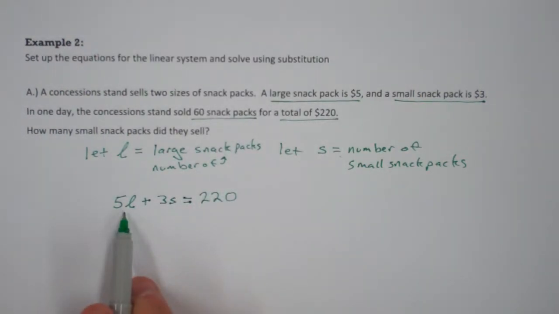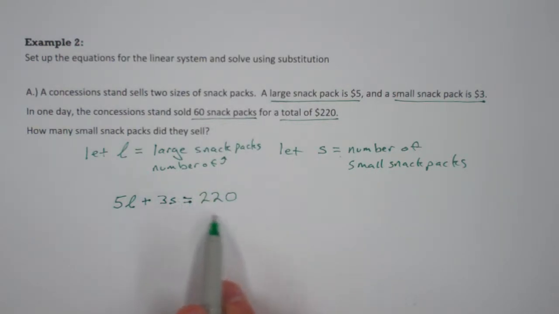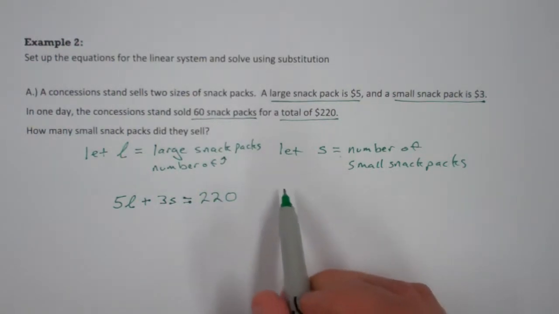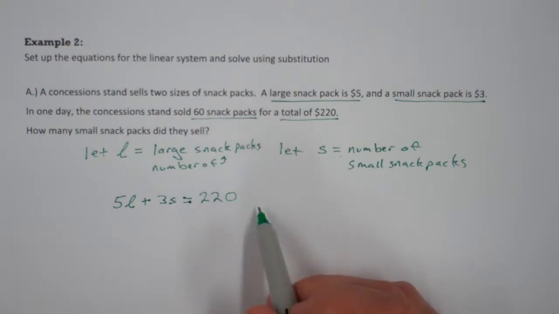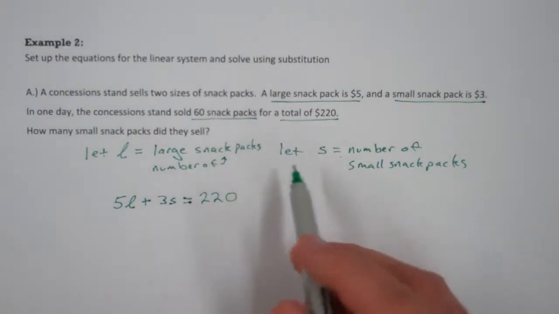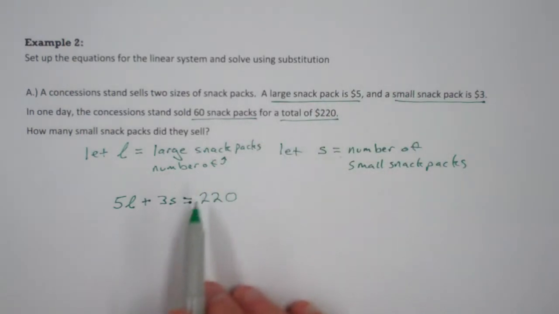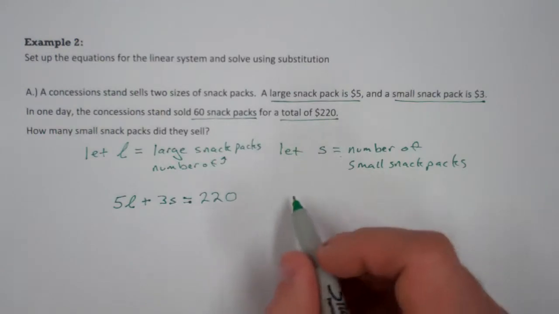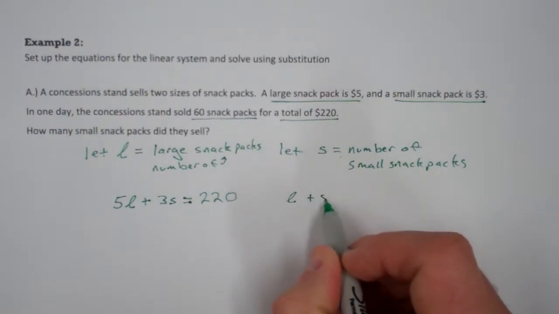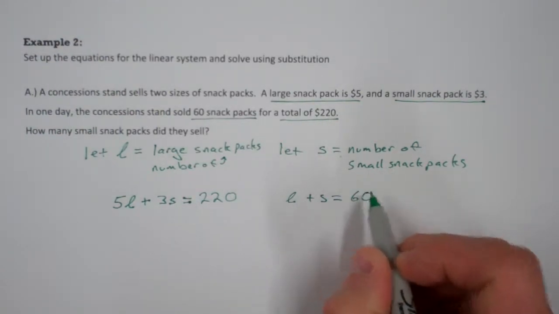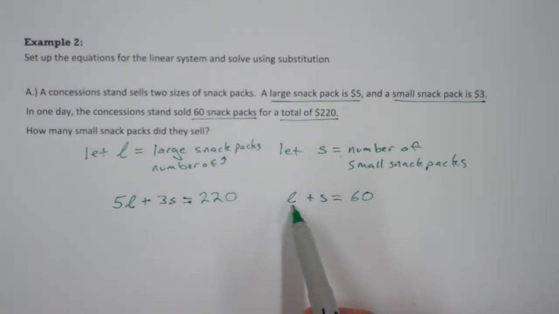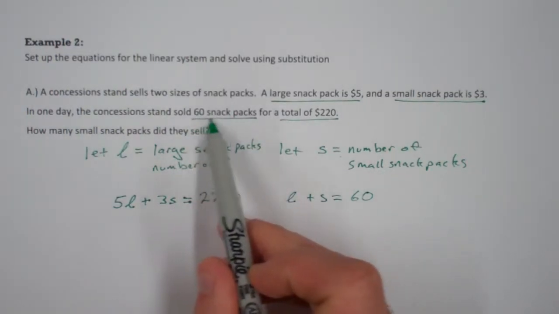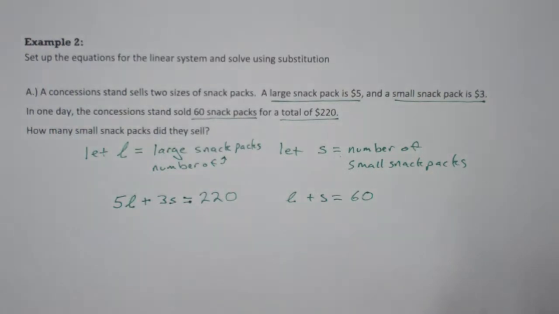So this would be the total for the large snack packs. If you had the total of the small, that would be the entire total. Now we're going to write an equation based on the number of snack packs. So here we wrote an equation based on the dollar amount, and here we're going to use this 60. So we know that L plus S has to be equal to 60. The number of large snack packs plus the number of small ones has to be equal to 60.